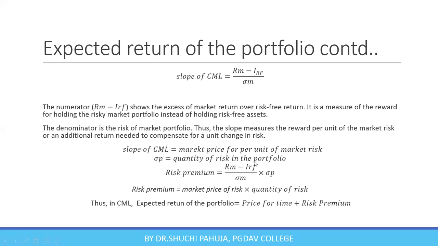Sigma P is the quantity of risk in the portfolio. So risk premium is the per unit market price of risk into risk in the portfolio. Market price of risk into quantity of risk, and the expected return of the portfolio is the price for time plus risk premium. So this way in CML, the expected return of the portfolio indicates how much return I want for time and how much return I want for bearing market risk, right?